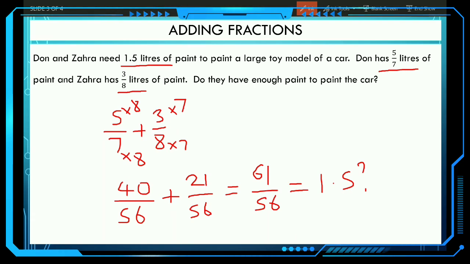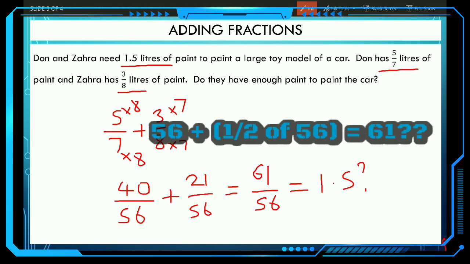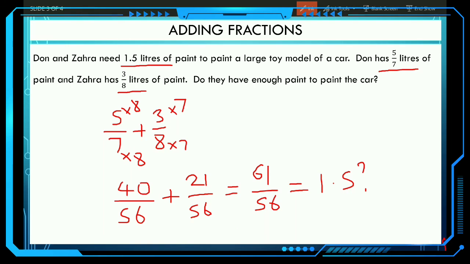So I'm going to say that one more time. 61 over 56, does it equal 1.5? What that means is, can I get 1 lot of 56 and a half of 56 as well to go into 61? Well, let's have a look. So what's a half of 56? Half of 56 is 28. So 56 plus 28. 56 plus 28 is 84.